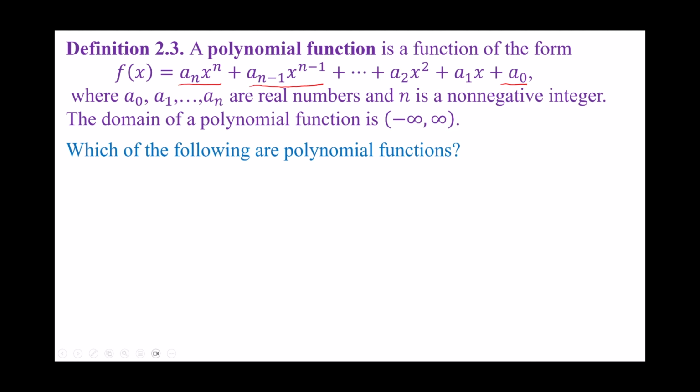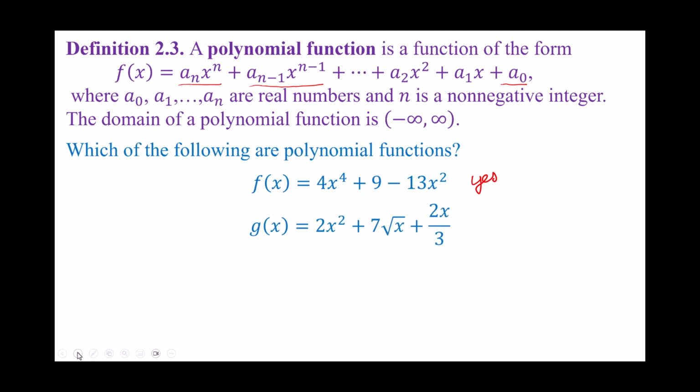So which of the following are polynomials? Let's figure this out. We have f of x equals 4x to the fourth plus 9 minus 13x squared. This one is a polynomial. What about this one, where we have in here a square root of x? That means it is not a polynomial. Square root of x is the same as x to the 1/2 power, and it says that our powers need to be non-negative integers. 1/2 is not an integer. So no, this one is not a polynomial.